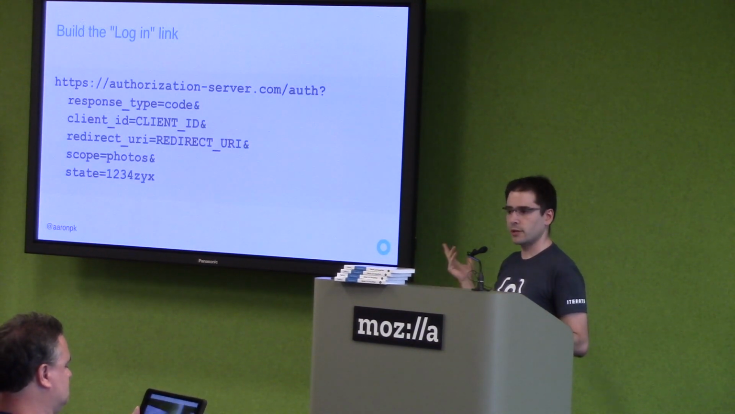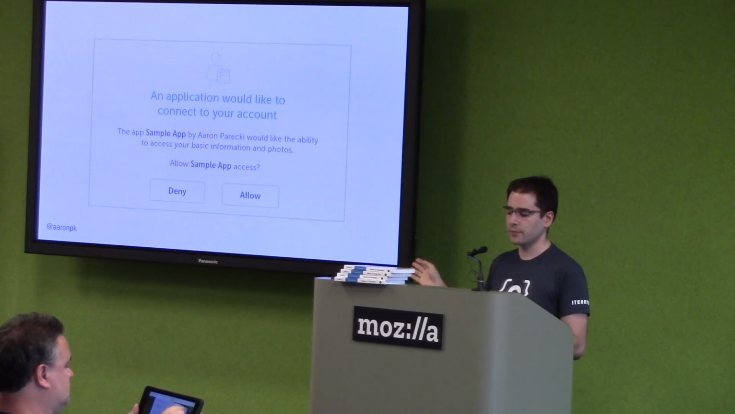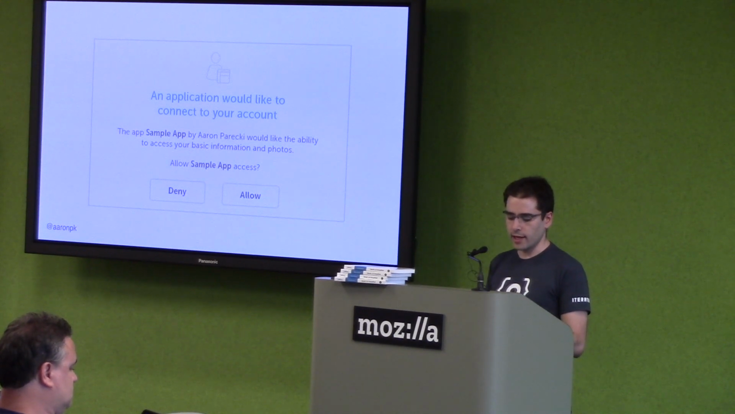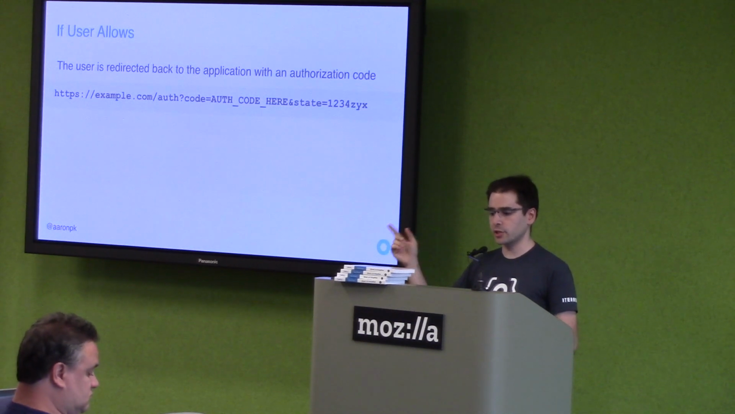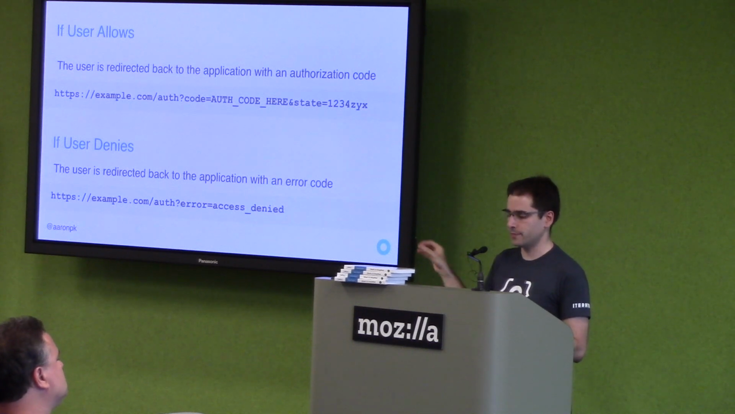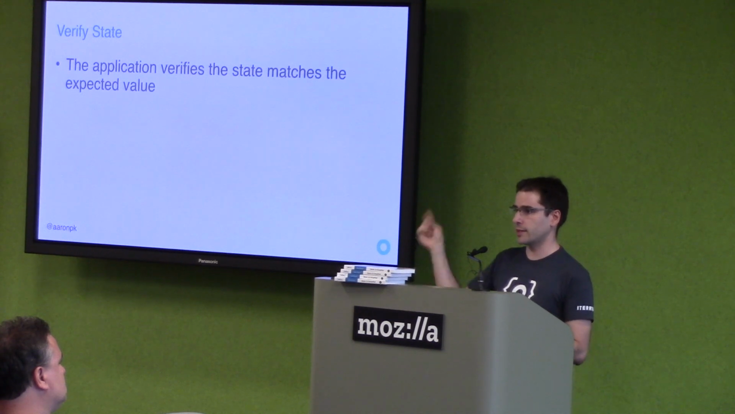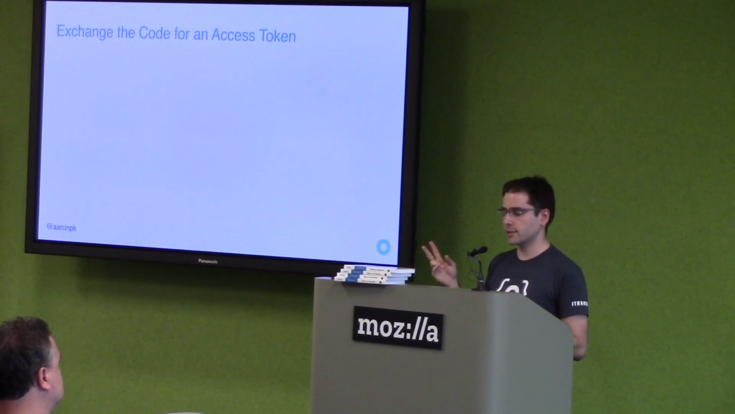So that ends up looking like a URL like this. The user clicks this and is sent to the authorization server, which presents a prompt saying, hey, this app wants to access your account, description of what the app is requesting. If the user allows that request, it'll redirect back to the application with that code and the state. And if the user denies it, it'll redirect back with an error. At this point, the application has to verify the state matches the state it set originally, and this is a little security check for the application's sake. And then it takes the code and it exchanges it for an access token.